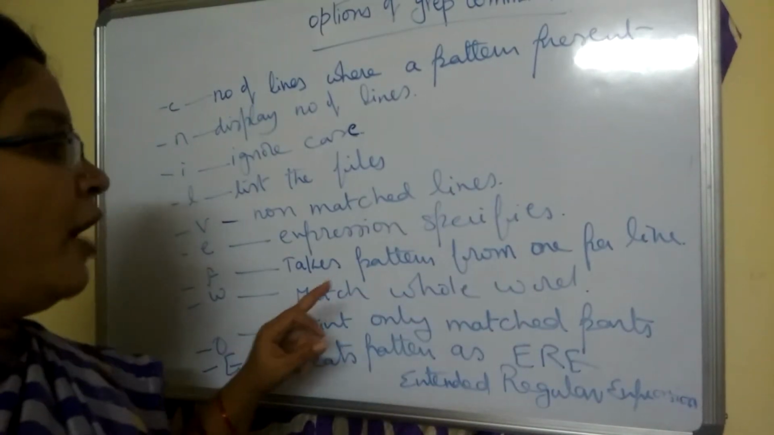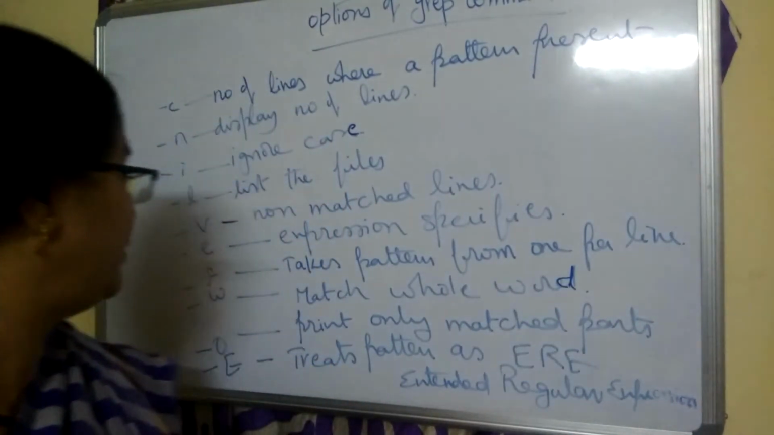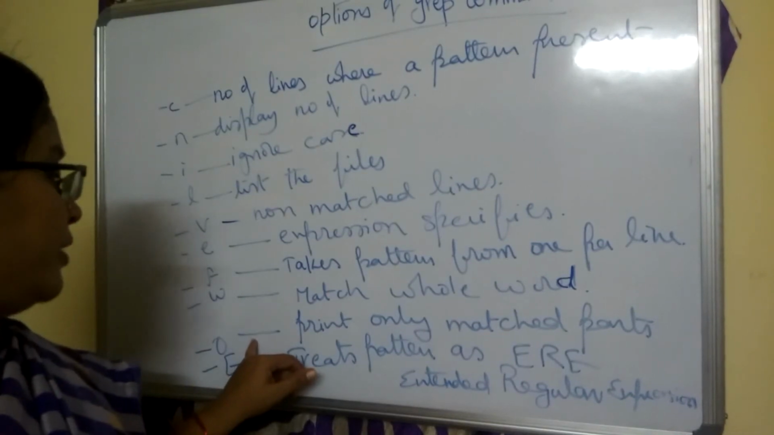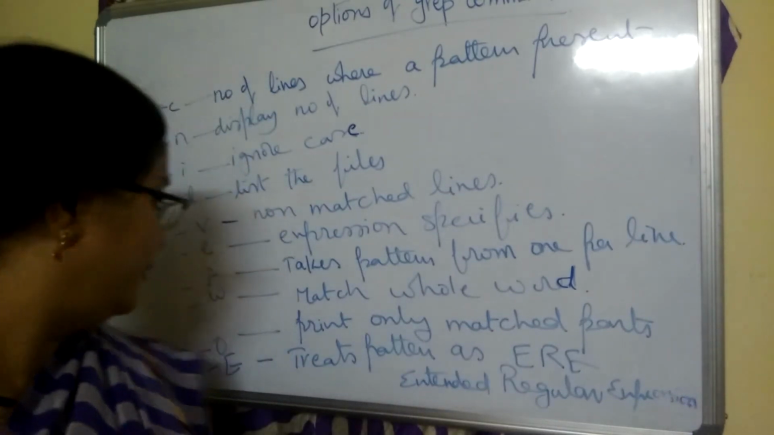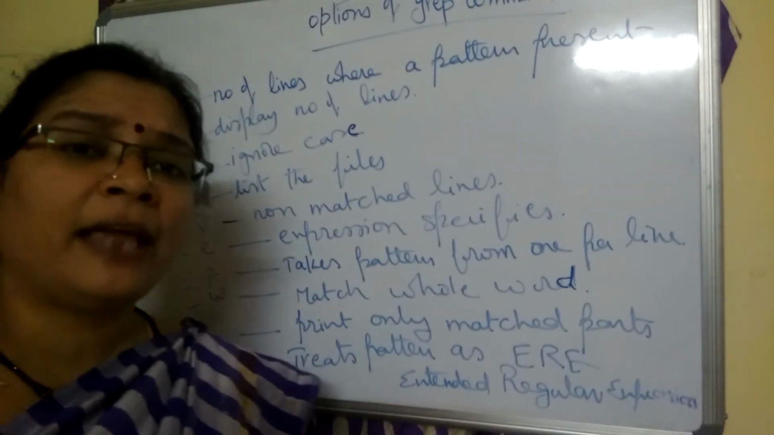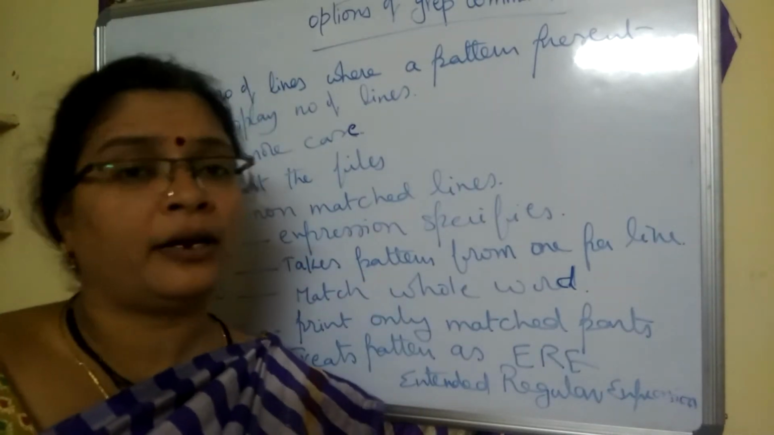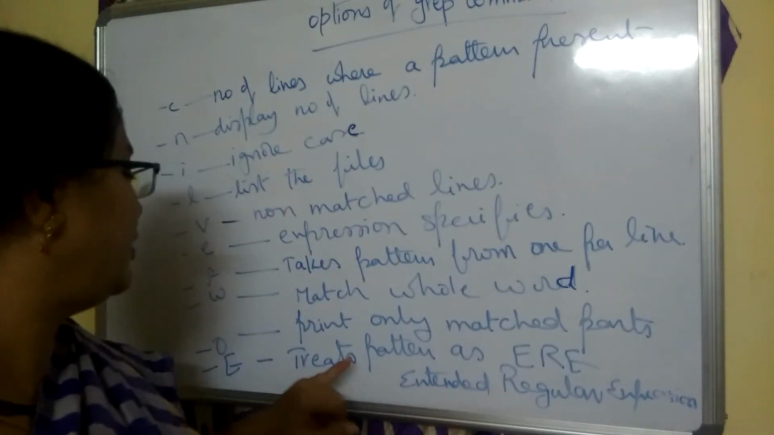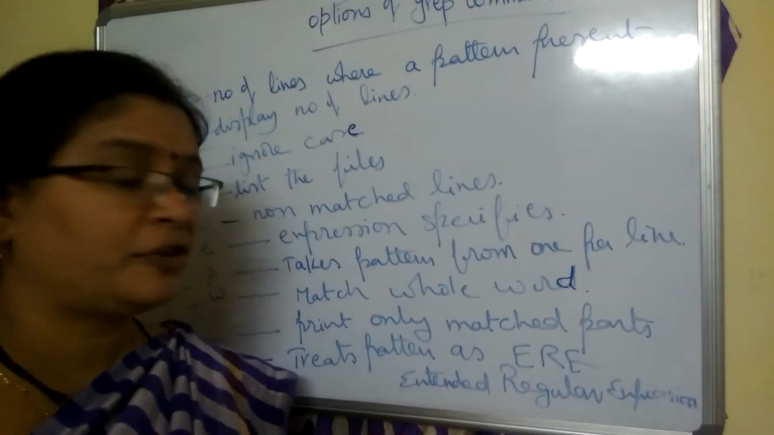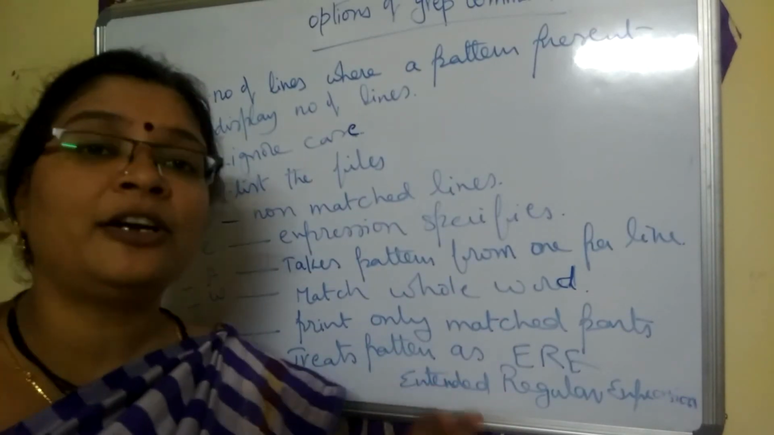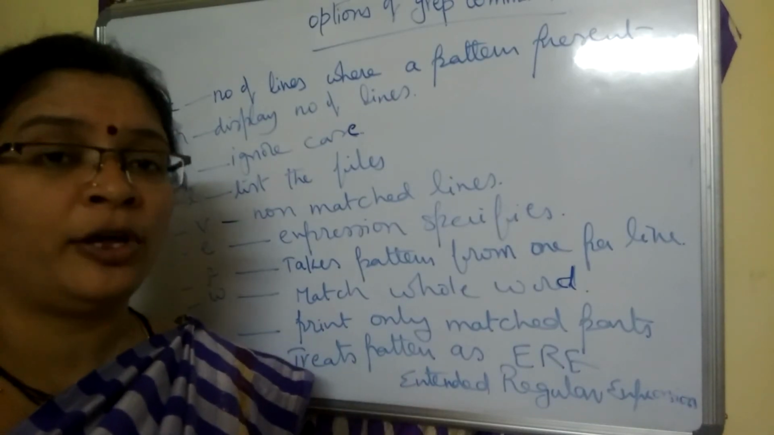Okay, -w is used to match the whole word; the entire word will be matched. The next one is -o, which prints only the matched patterns. The next one is -E, capital E; here small e is used for an expression. Whenever you want to search for any kind of expression, you can use -e. Capital E is used to specify the pattern as an expression, that is ERE, extended regular expression.